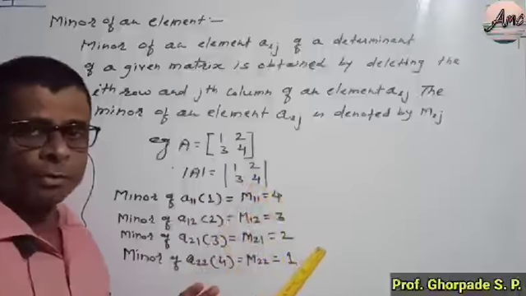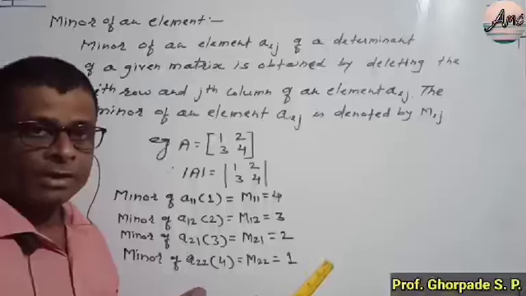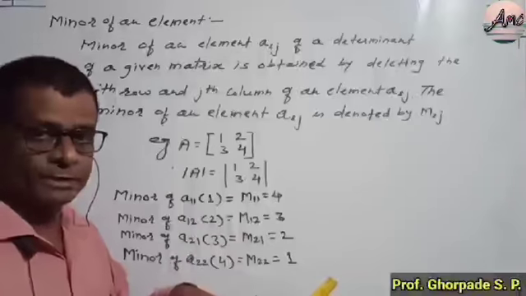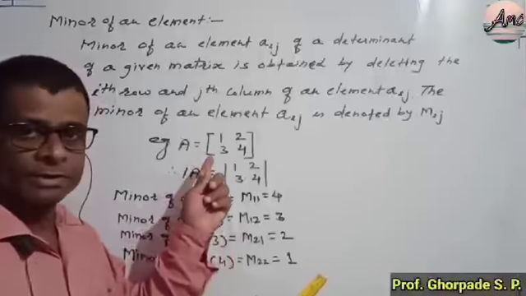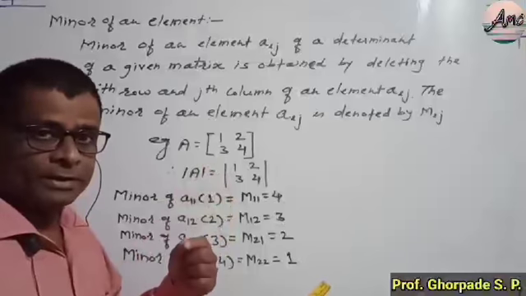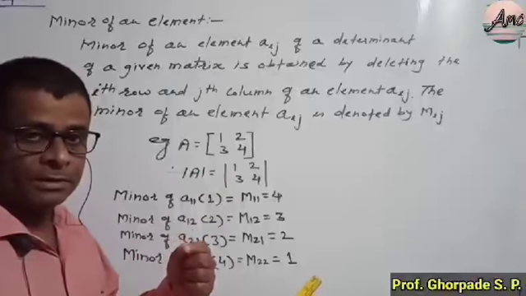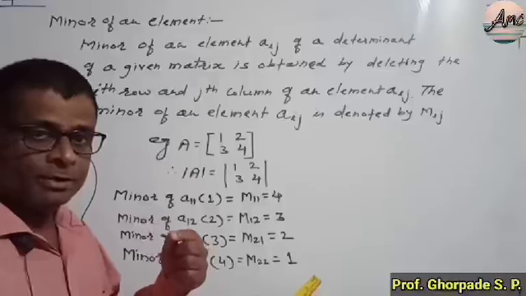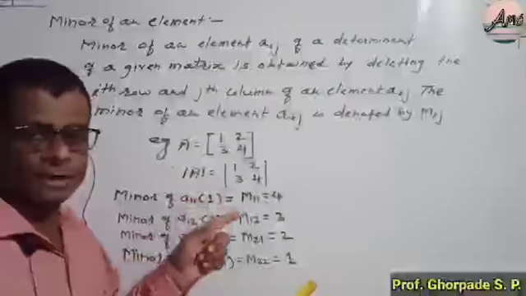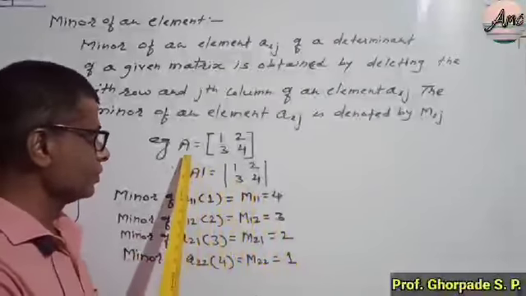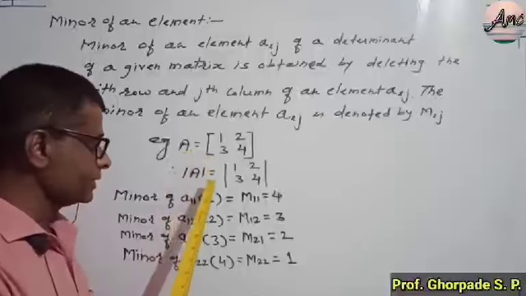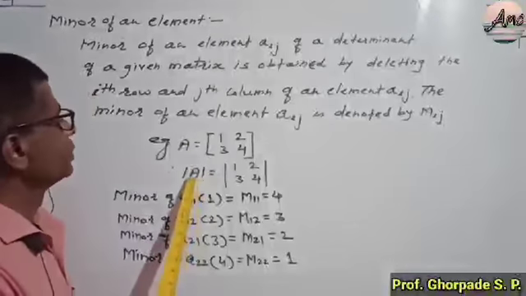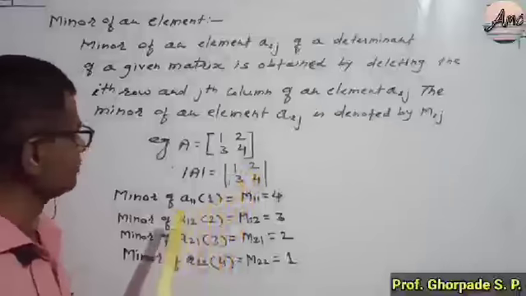See, we are going to obtain the minor of an element of a determinant for a given matrix. So to write the minor, the element should be from the determinant. So that's why first you have to write the given matrix in terms of the determinant. So determinant of A equal to 1, 2, 3, 4.